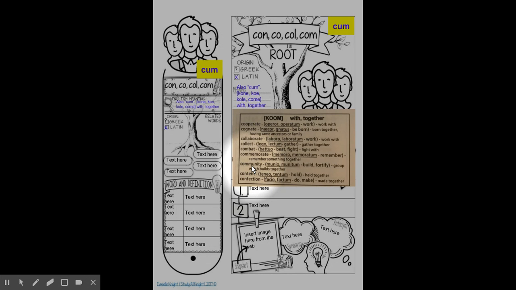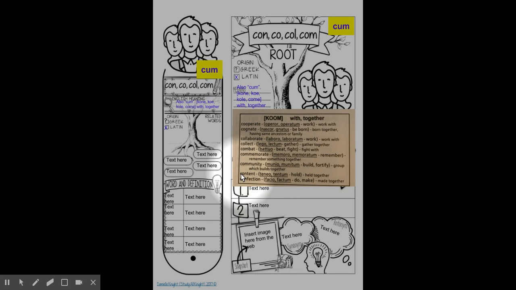Community. Okay, well, we have the root com, and we have another root, munitum or munio, to build or fortify. So a community is a group that builds or fortifies together. So it's a community, a group which builds together.